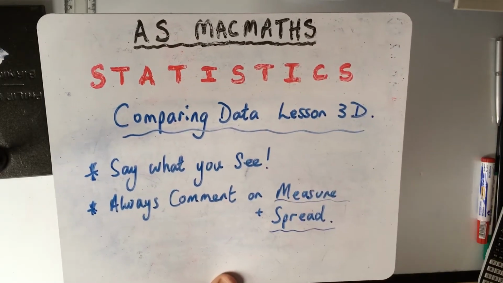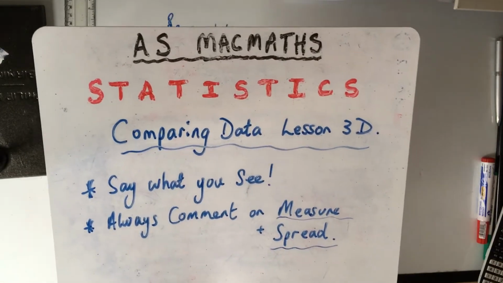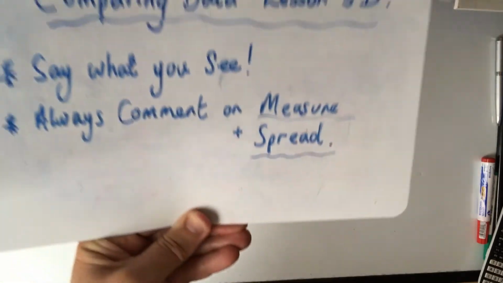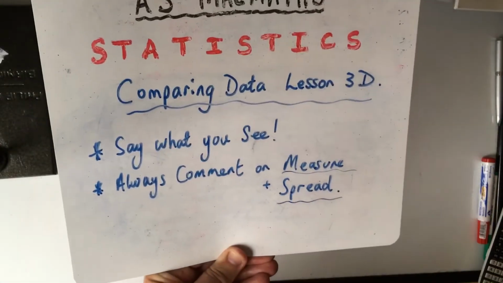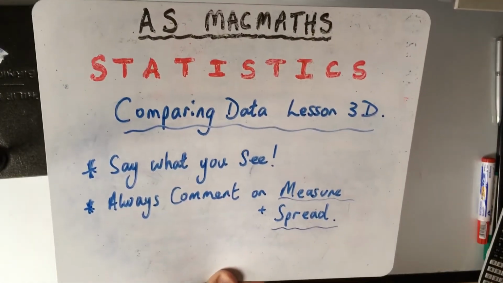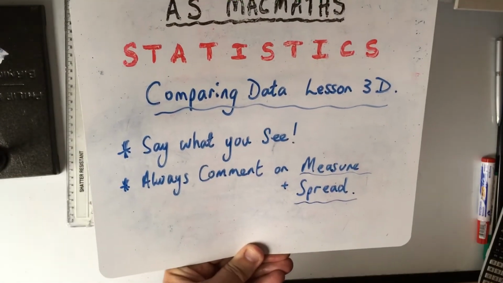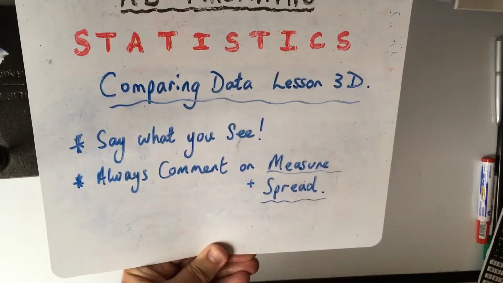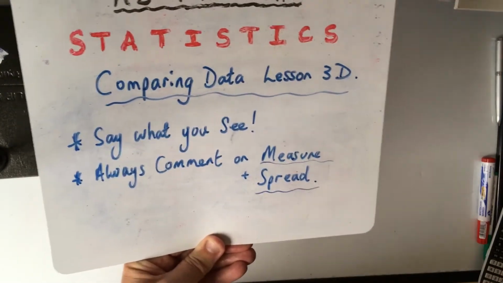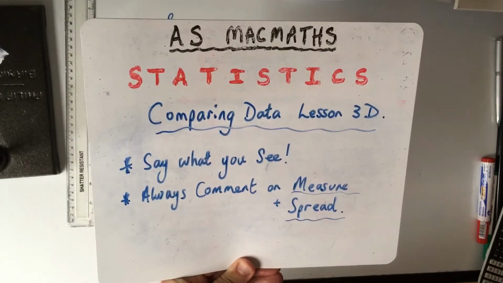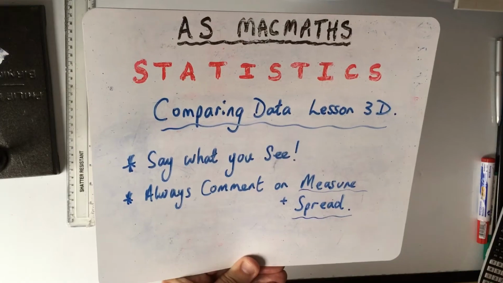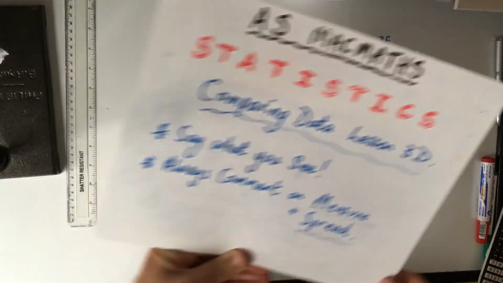Statistics. Okay, so today, last one of the chapter 3 series. So chapter 3 has all been about representing data, and we're going to finish with a very quick lesson on comparing data. In fact, you can see what I think about this. You just say what you see. You don't try and be too clever. You don't try and tell a massive story. It doesn't really ask you to interpret. You just say what you see, and you always comment on measure and spread.